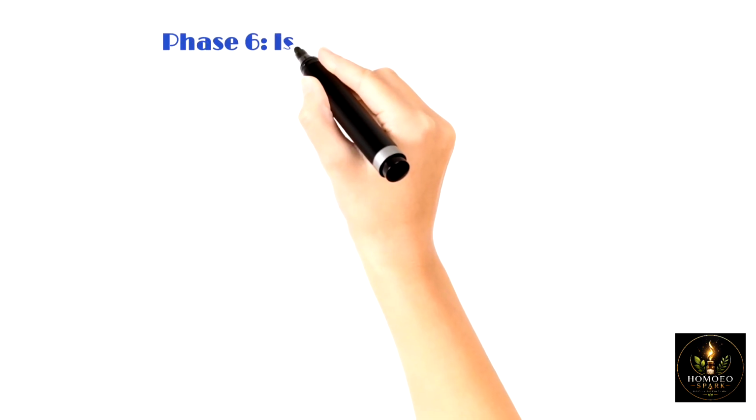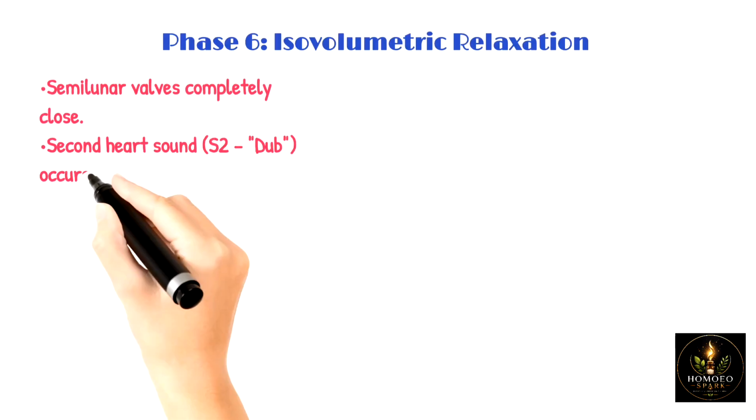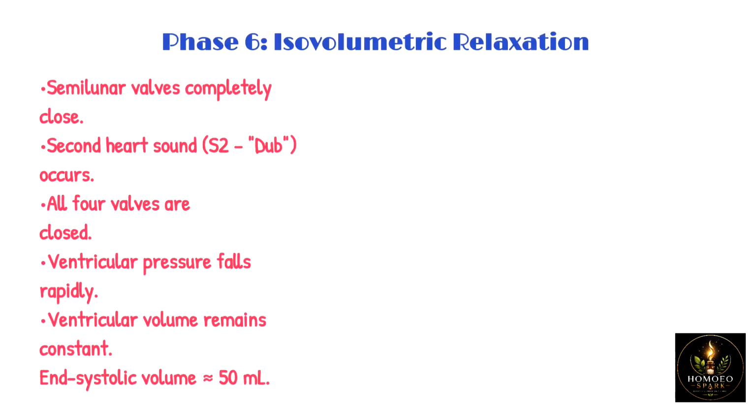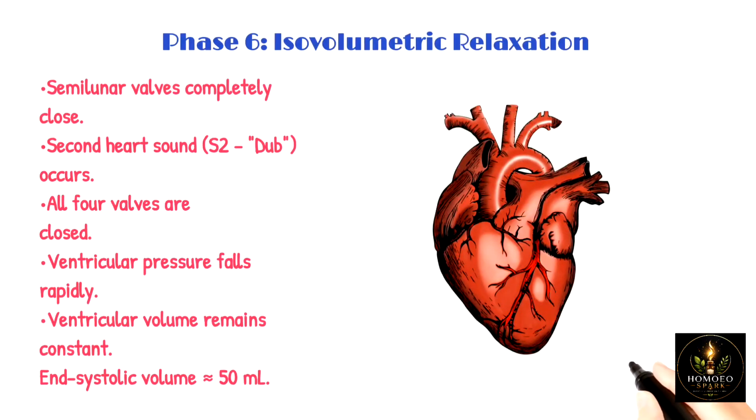Isovolumetric relaxation is for 0.08 second. Semilunar valves are completely closed in this phase. Whenever they close completely, you will get a sound, that is the second heart sound. All valves are closed, the pressure falls rapidly, volume is unchanged. So these are the things happening in isovolumetric relaxation. This is the important phase where we get the second heart sound.